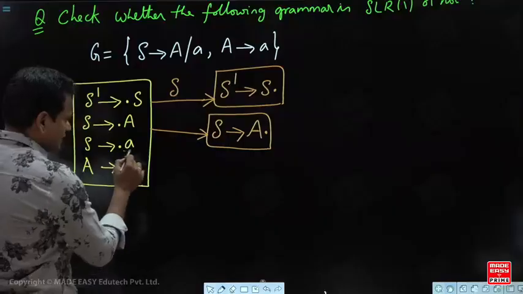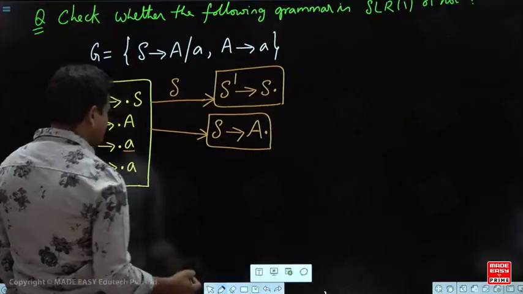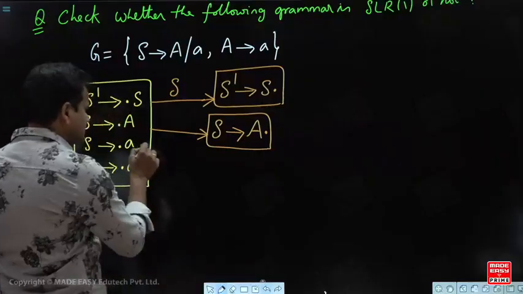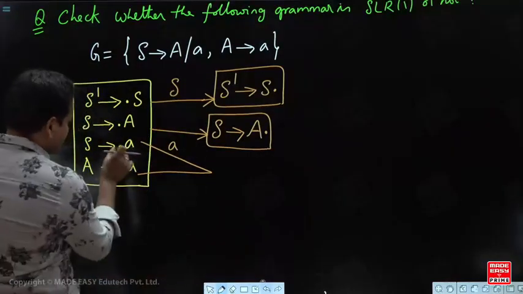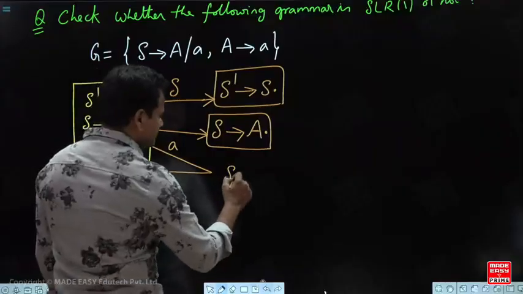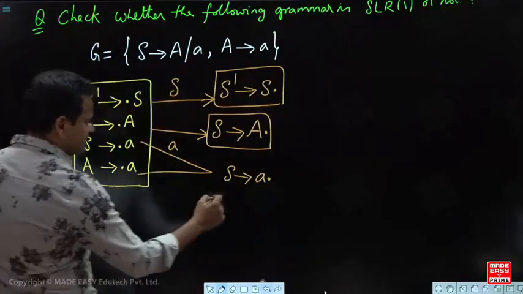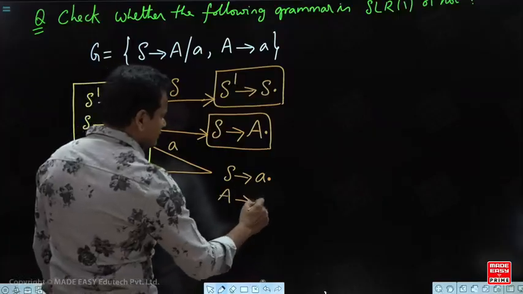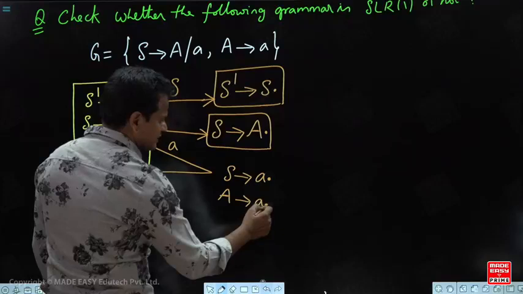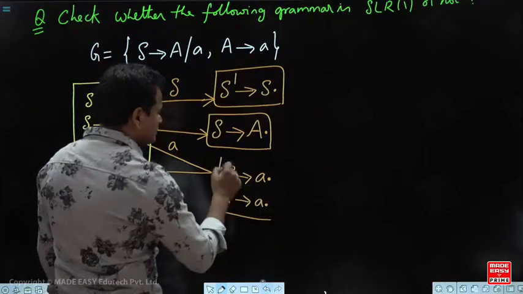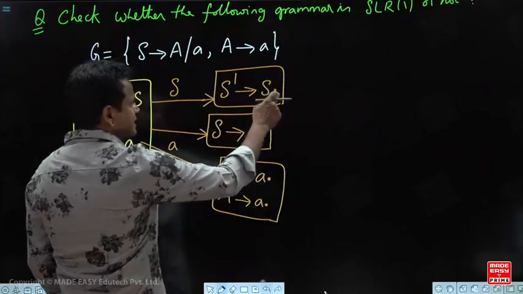Now here it is a, here also a. Both are the same symbol. If the same symbol is present multiple times, then these will go to the same state. You know that. And if I write the goto, this will be A → a. and this will be S → a. Are you following? Now there is nothing after the dot, so you cannot add further. So close this. Now guys, this is done.